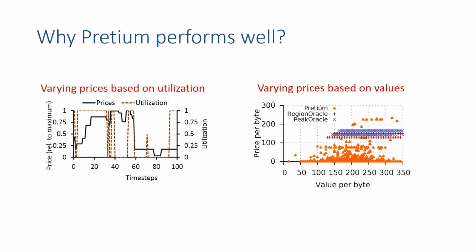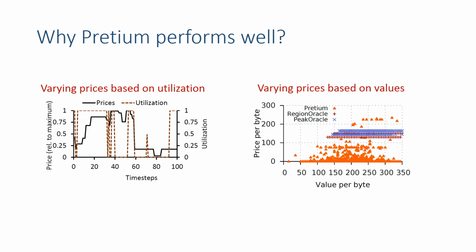Overall, Pretium is typically able to change prices based on request values. The graph on the right shows a scatter plot of the value per byte of admitted requests on the x-axis and the price per byte they paid on the y-axis. Pretium has a more flexible and dynamic price for different requests. This allows filtering out requests with low value by charging high prices when needed and lowering the prices to accommodate a wide range of requests when possible.